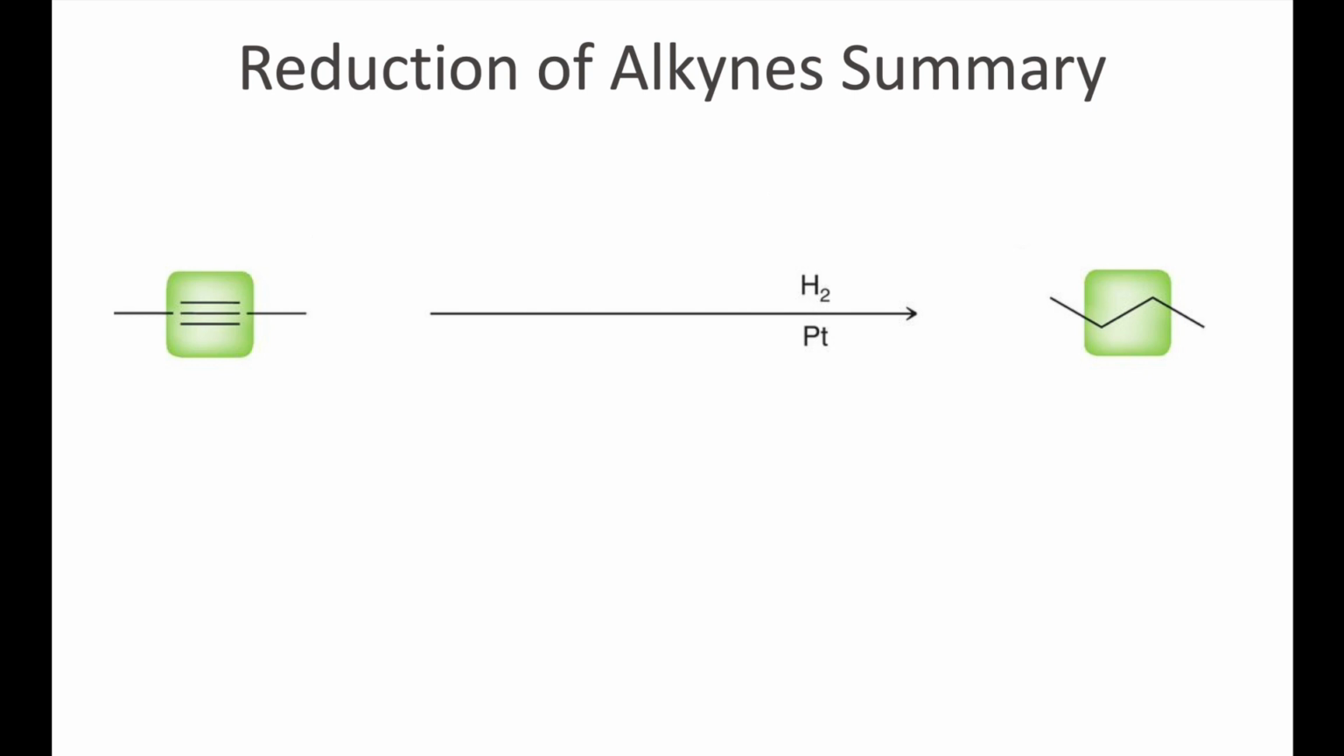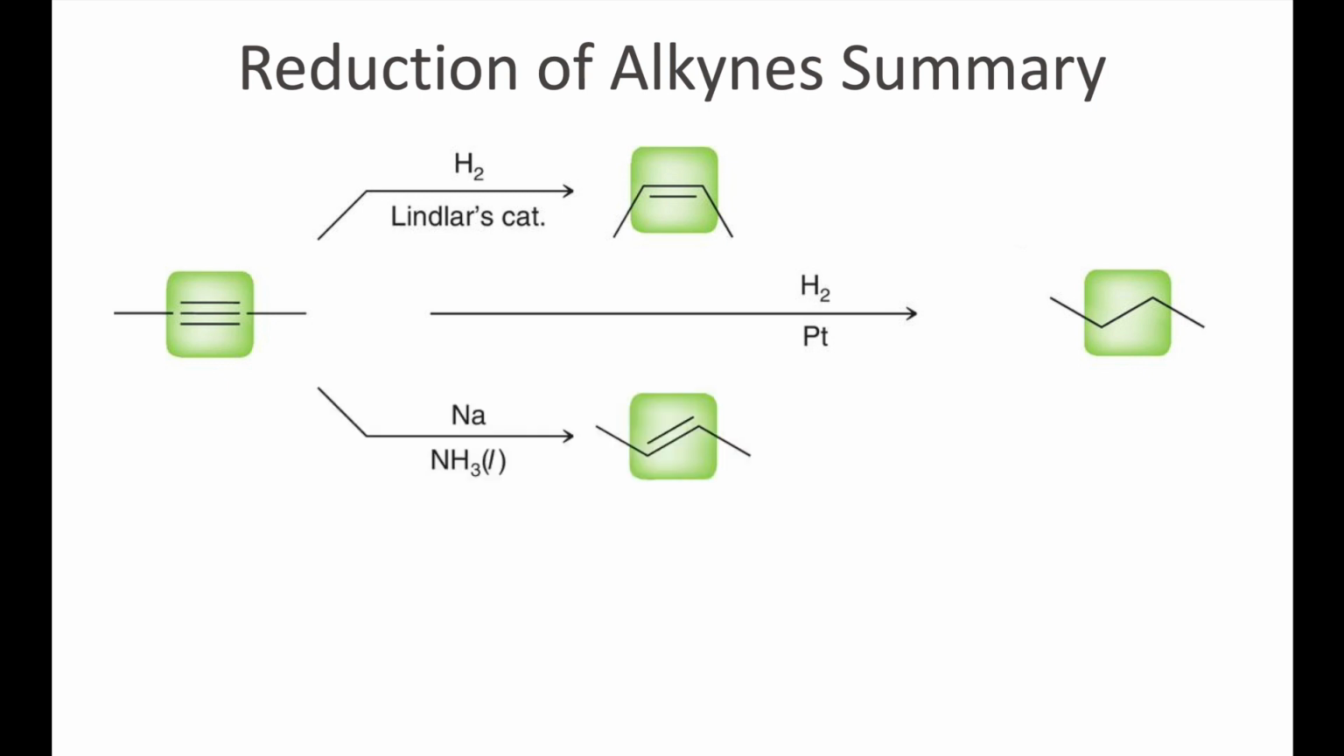Okay, so to summarize all of this, if you simply submit it to hydrogen gas over a catalyst like palladium or platinum, you will simply get a full-on reduction to the alkane. However, if you want to stop it at the alkene in a cis fashion, you would use Lindlar's catalyst with hydrogen gas. Now, if you want the trans alkene, then you can add sodium metal in liquid ammonia.